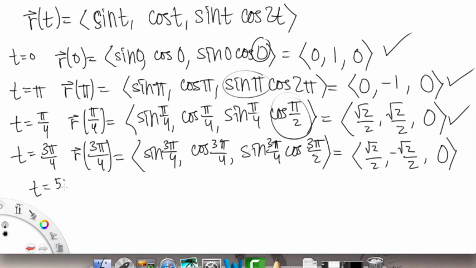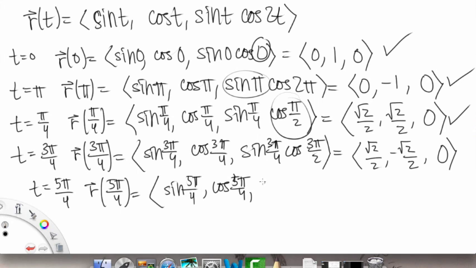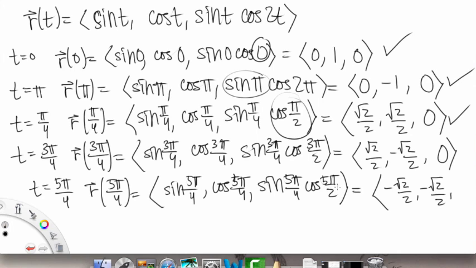So the next one we're going to try is t equals 5 pi over 4. So when we do this, we have 5 pi over 4, okay? And then what we plug in is sine 5 pi over 4, cosine of 5 pi over 4, and continuing sine 5 pi over 4, and cosine 5 pi over 2. Okay, so what is this? 5 pi over 4 points down to the bottom left. So this is going to be a negative radical 2 over 2, another negative radical 2 over 2, and then cosine 5 pi over 2 is in the same place as cosine pi over 2, so that's also going to be a 0.